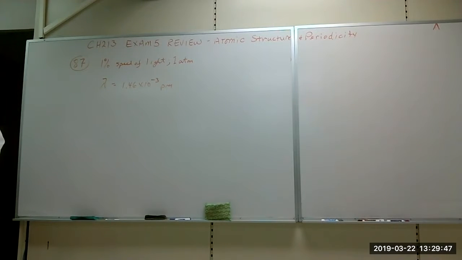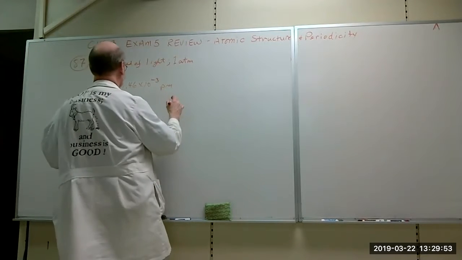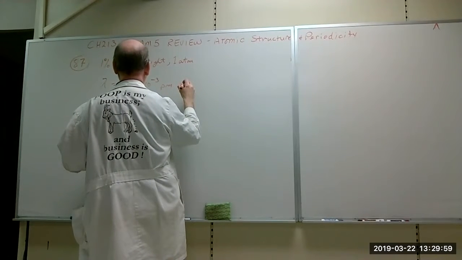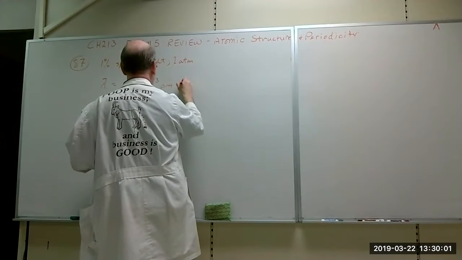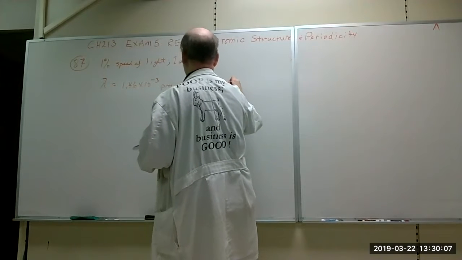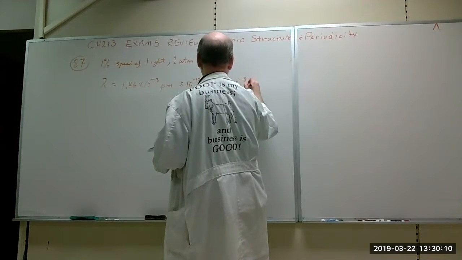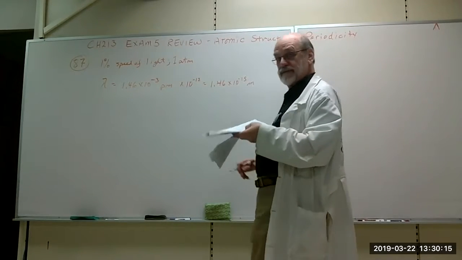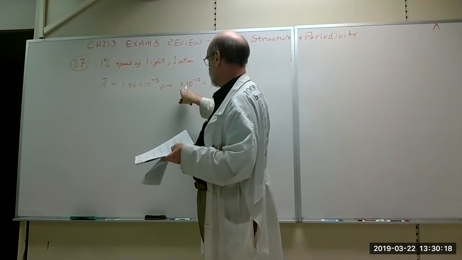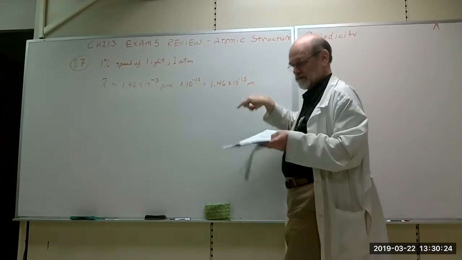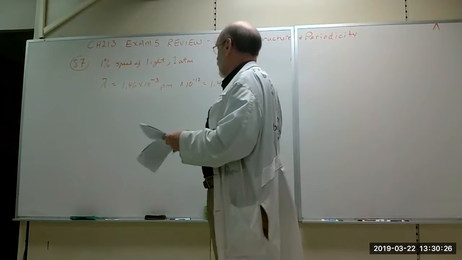Well, nanometer is 10 to the minus 9 meters. A picometer is 10 to the minus 12. So if we multiply that times 10 to the minus 12, we get 1.46 times 10 to the minus 15 meters. See what I did? I incorporated this picometer measurement into that value, and then it becomes 10 to the minus 15 meters. So that's what we're given.